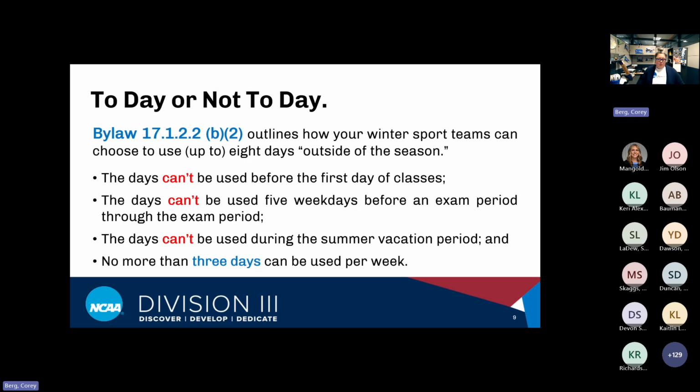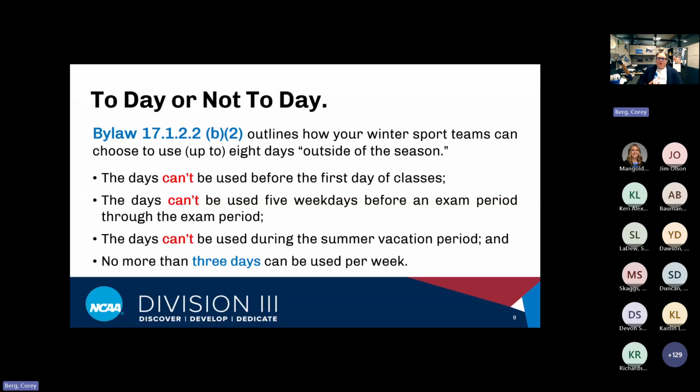It is 17.122, Part B, Part 2, and that outlines how, if your team chooses to save up to 8 days of their 114 to use outside of the season, how that can be done or how it can't be done.